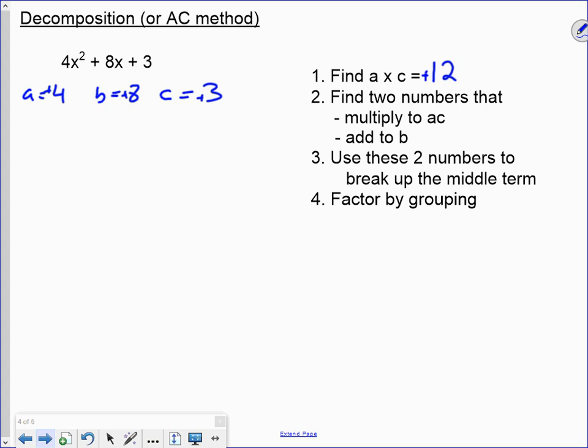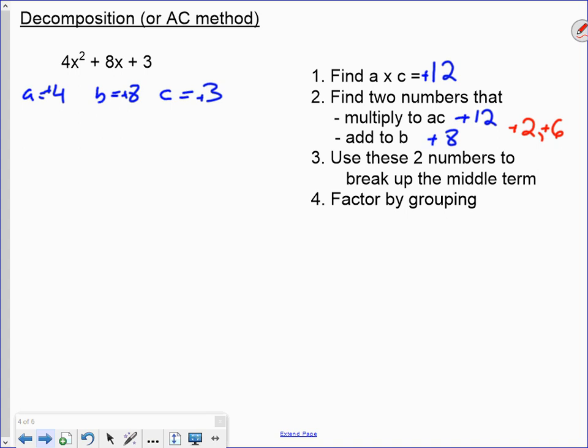We want to find two numbers that multiply to AC, so multiply to positive 12, and add up to that middle number, b. Now, from our previous work in factoring, we've gotten pretty good at figuring out what these numbers are that multiply to something and add to something else. So two numbers that add to 8 and multiply to positive 12 are going to be 2 and 6, and these both have to be positive here.